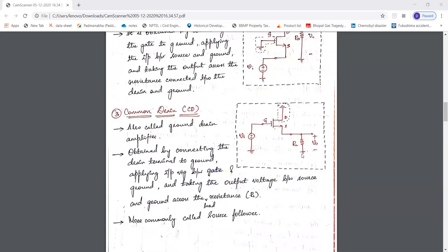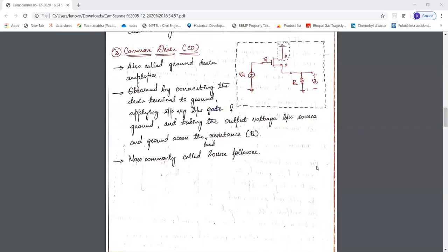Okay. And the next configuration is the common drain, wherein the drain terminal of the MOSFET is connected to ground. It is marked by a dotted line for you to identify easily. And as you can see here, similarly, we have a two-port network. This is the input port and this is the output port. This ground terminal is common to both the input as well as the output port. Okay, so now here the input signal is connected between the gate and the ground, and the output signal is obtained between the source terminal and the ground terminal across the resistance RL. This RL is the load resistance. Okay, this configuration is more commonly referred to as the source follower configuration.